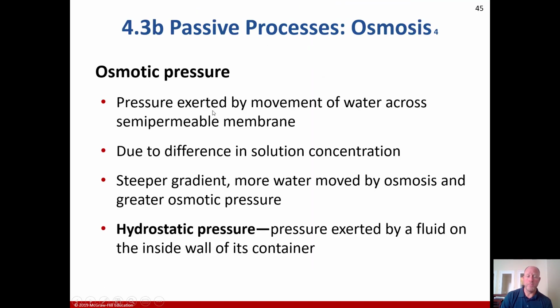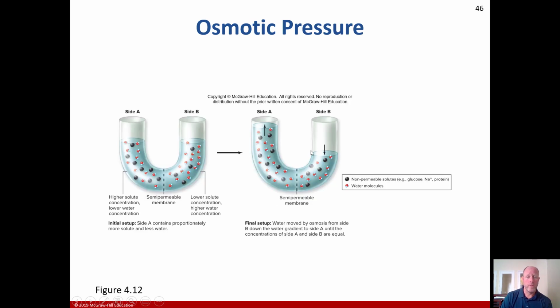Osmotic pressure is the pressure exerted by the movement of water across the semi-permeable membrane. It's due to a difference in the solute concentration, right? The steeper the gradient, the more water moves across. Hydrostatic pressure is the pressure exerted by a fluid on the inside wall of its container. Clearly, the greater level of water pressure will affect that movement as well. For the osmotic pressure here, we see the higher solute concentration with a lower water concentration, and the semi-permeable membrane right here with a lower solute concentration and higher water concentration, right? And water is going to move again from higher water to lower water concentration.